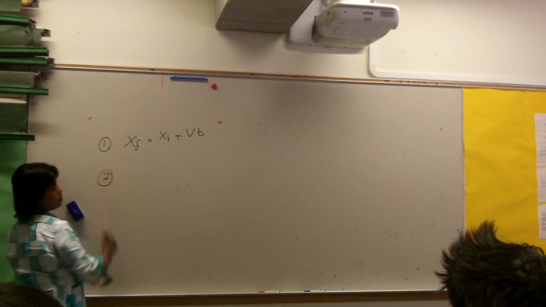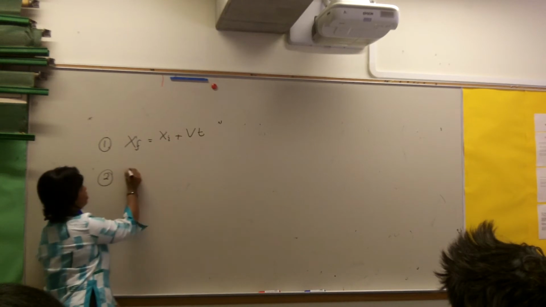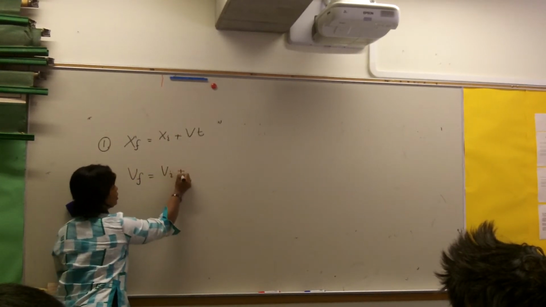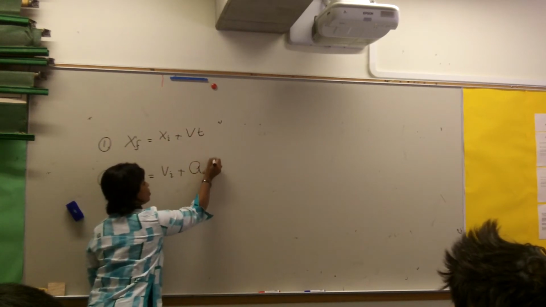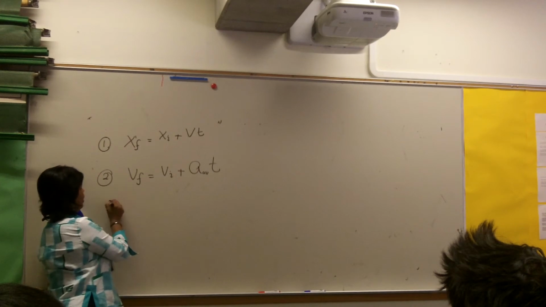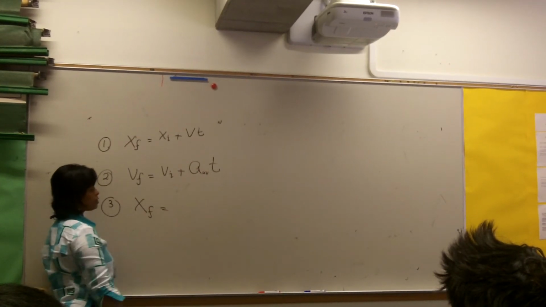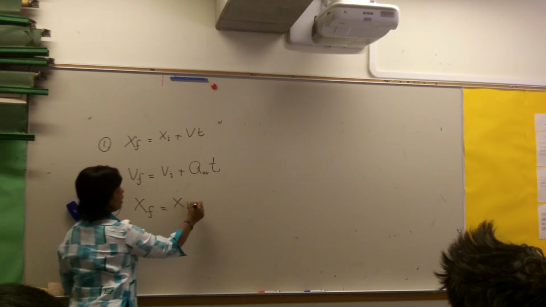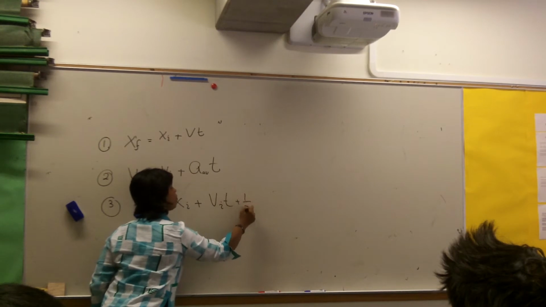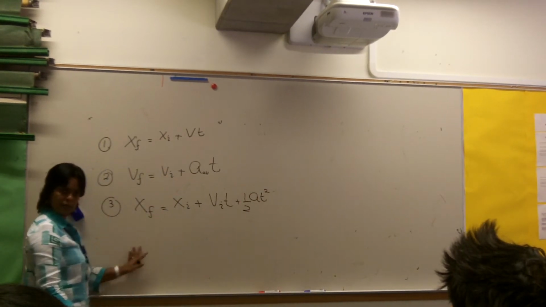And if something is in constant acceleration, final velocity is equal to initial velocity plus average acceleration times time, right? And we also can say final x is equal to initial x plus initial velocity times t plus half acceleration t squared. Remember? We learned these things.